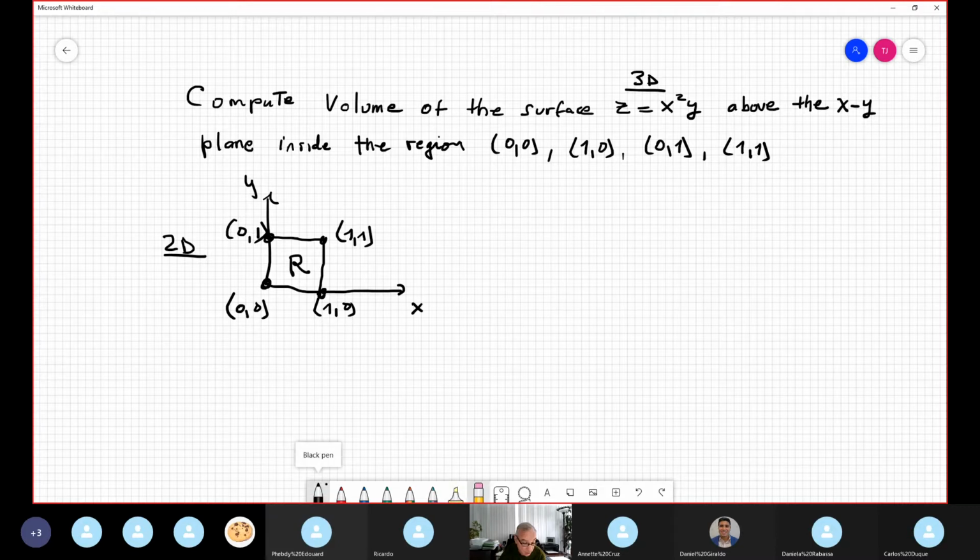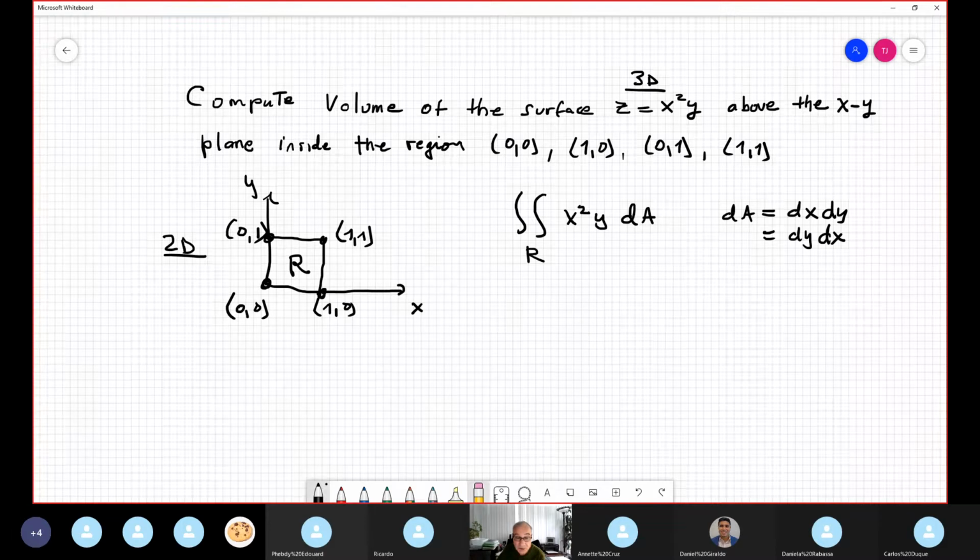So what is the idea for the integration? The idea is, look, the integral of z, which is x squared y, dA, over the region R. Who is dA? Well, dA, guys, is the multiplication dx dy, or dy dx, doesn't matter, it's area. It's the differential of the area.